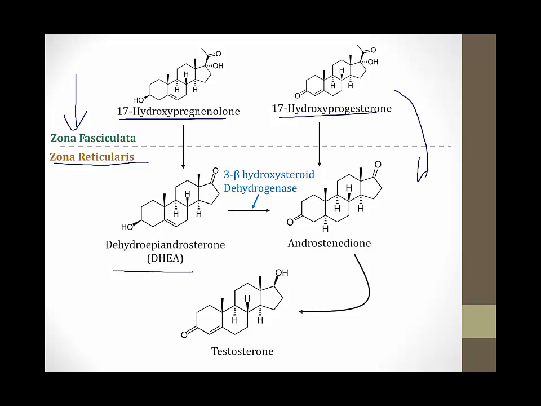17-hydroxypregnenolone can be converted into DHEA. 17-hydroxyprogesterone can be converted into androstenedione, and DHEA can also interconvert into androstenedione by the enzyme 3-beta-hydroxysteroid dehydrogenase. And then finally, androstenedione can be used to make testosterone.